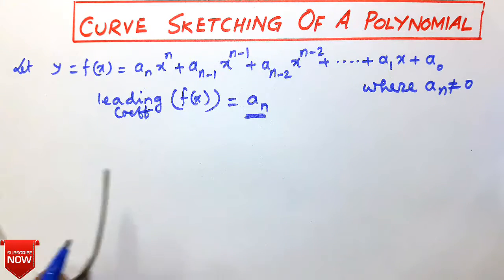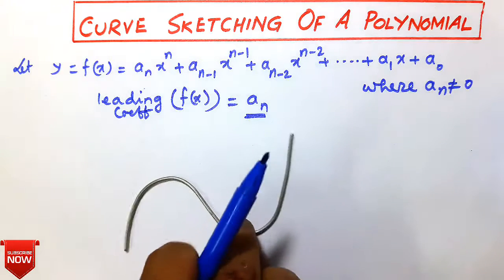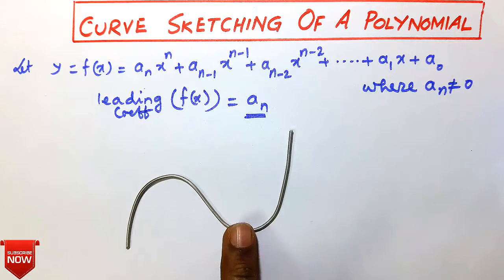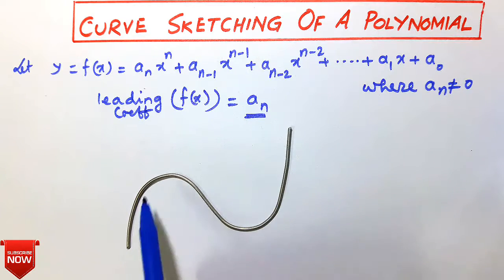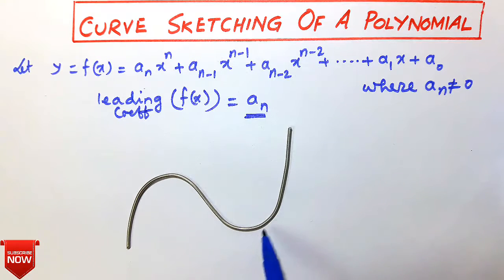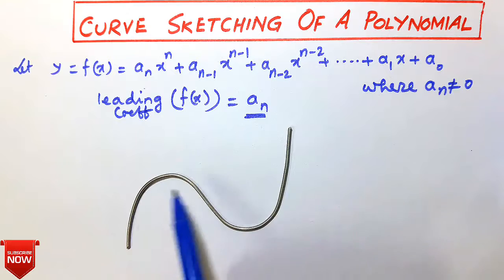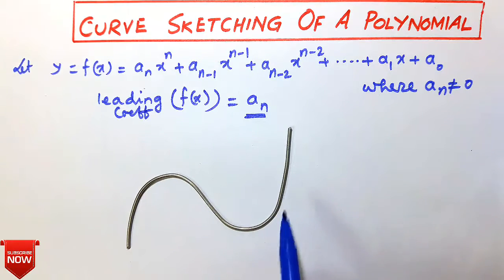I am showing another curve. You have also seen this type of curve. See that there are two turnings in this curve, here and here. So the polynomial of this graph is a cubic polynomial.